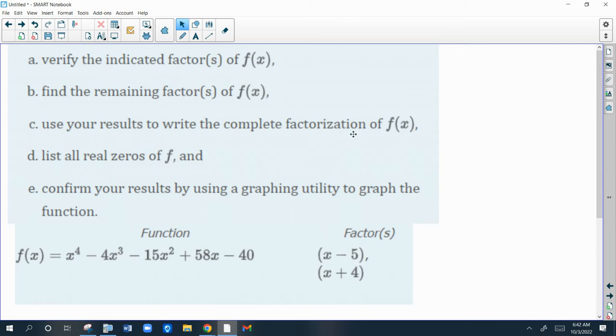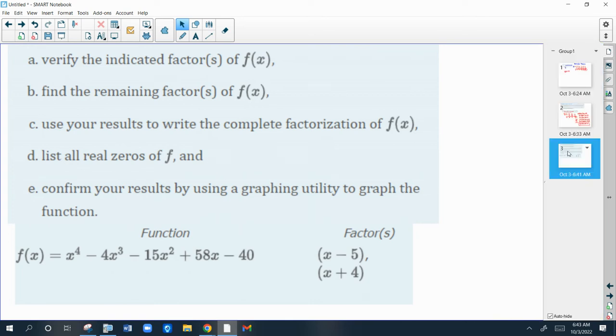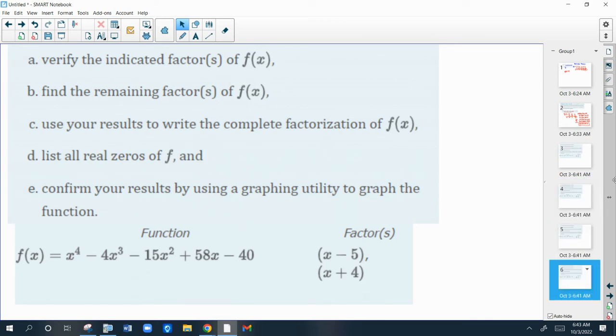So first, it says verify the indicated factors of f of x. So we want to verify that they are factors. We want to verify that they divide into this function evenly, that means. So we're going to run it through synthetic division and show that we get a remainder of 0 for each. So here we go.